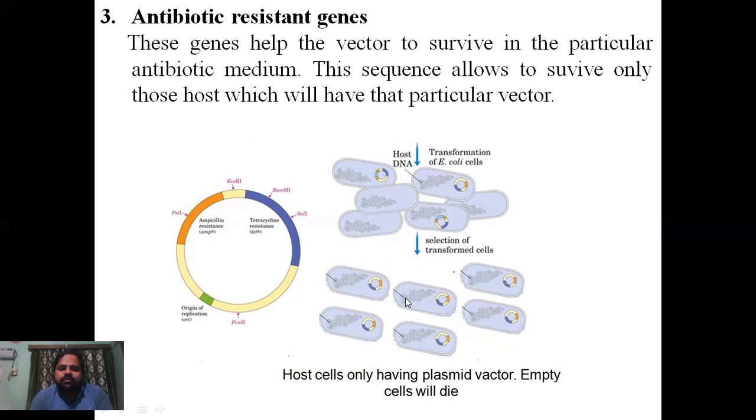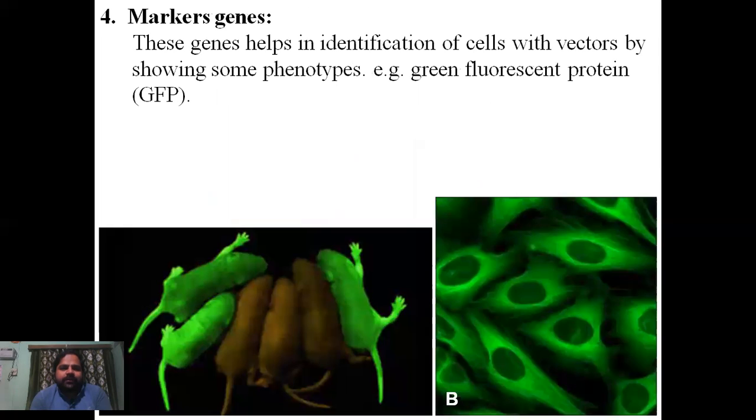We can see here this one, all the population of bacteria will have this vector, and the empty bacteria will be killed because they do not have such genes which will protect them from this antibiotic. So it is very essential to have this segment in the vector.